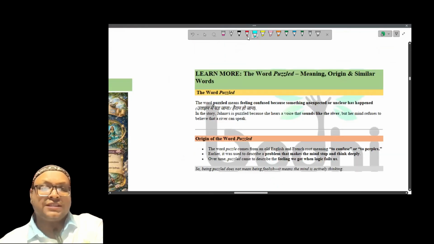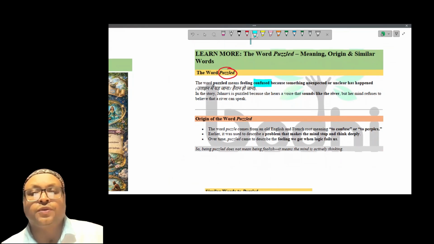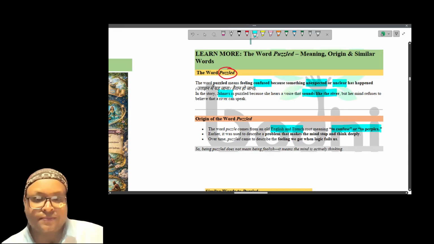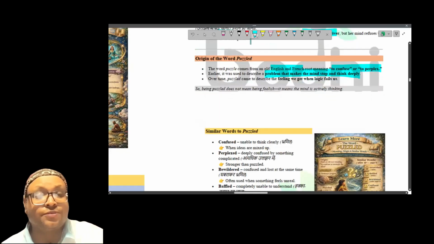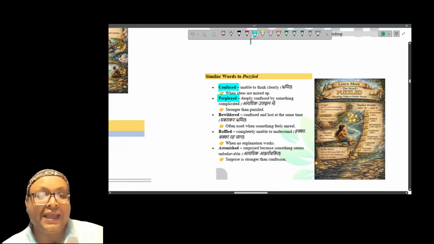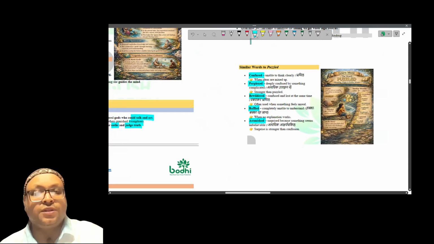Look here, we are going to focus a little bit on the word puzzle. Some more facts we have brought here about puzzle. The word puzzle means feeling confused because something unexpected and unclear has happened. In our story, Jahnavi is puzzled because the river talked. This is an English and French root word, puzzle. It means to confuse or to perplex. Earlier, it used to describe a problem that makes the mind stop and think deeply. Anyway, there are some similar words connected to puzzled, like confused, perplexed, bewildered, baffled, astonished. These are the similar words to puzzled.